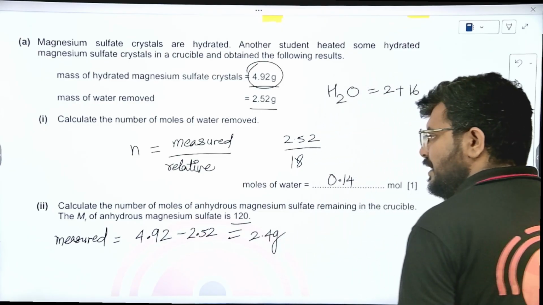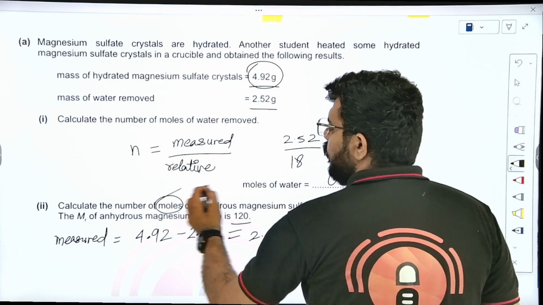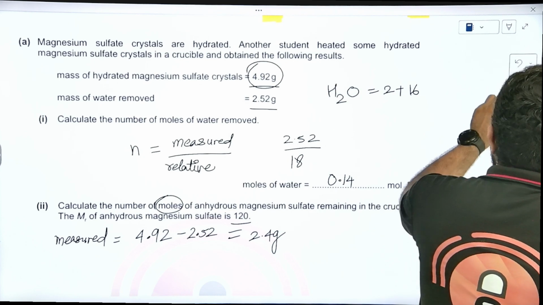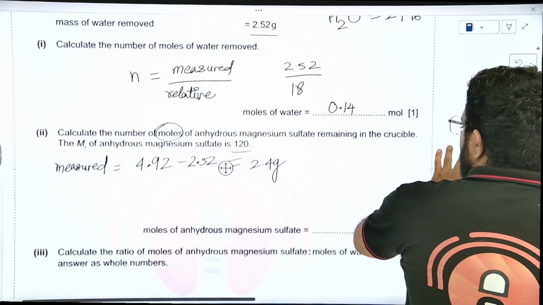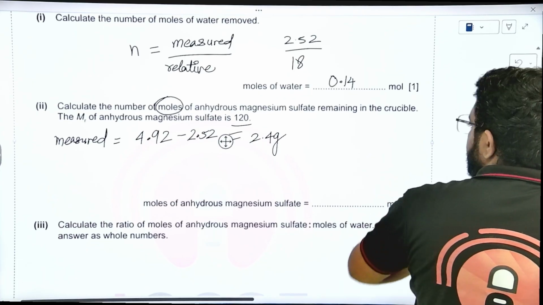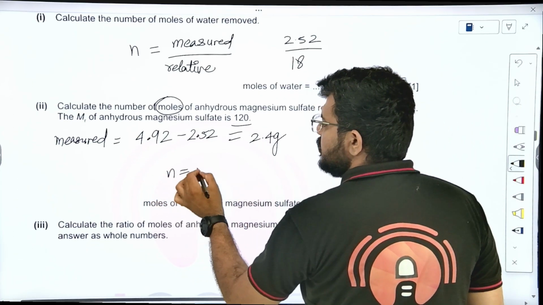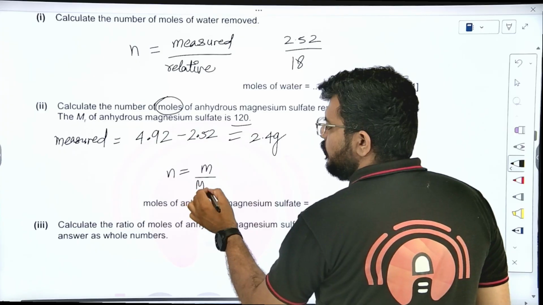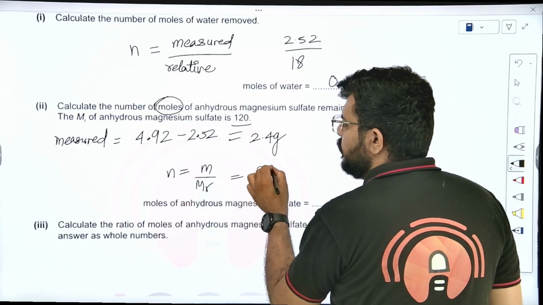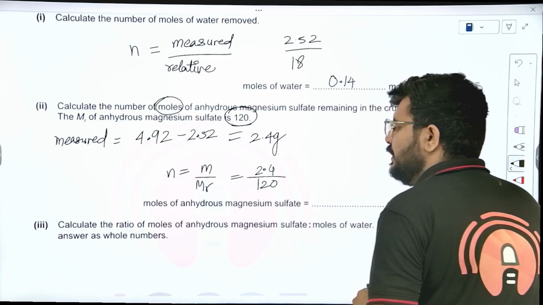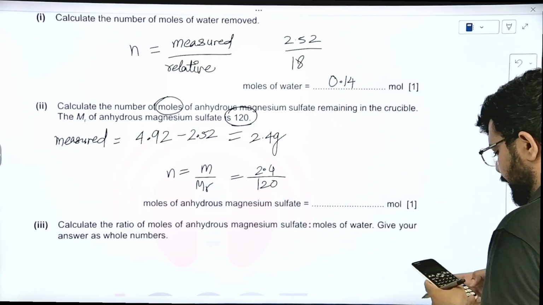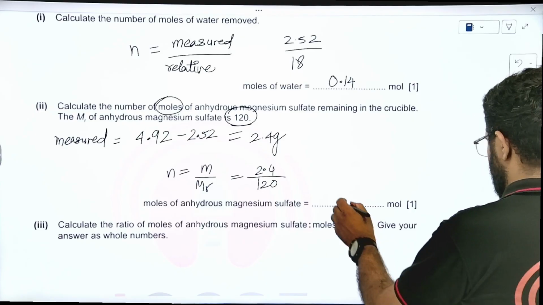And then they are saying find the number of moles. How do I do that? I will again use the formula that number of moles is equal to measured upon relative. Measured is 2.4. Relative they've already given you, it's 120. So 2.4 divided by 120 is going to give you 0.02.